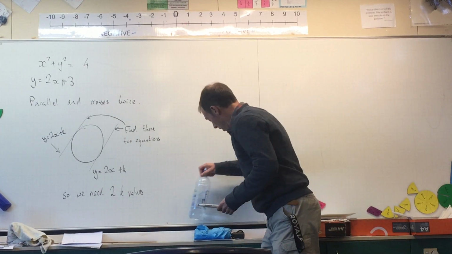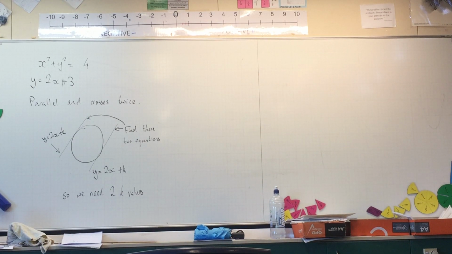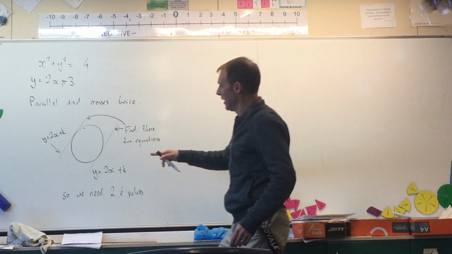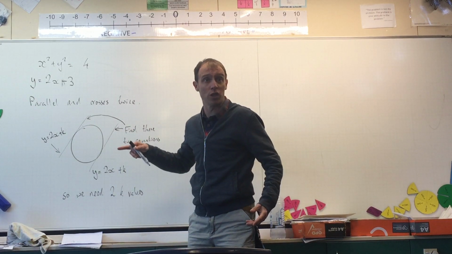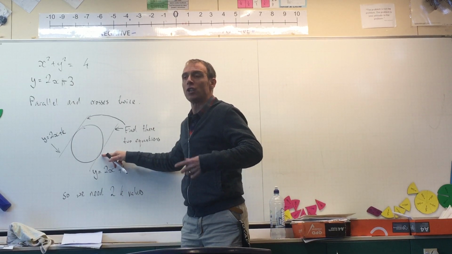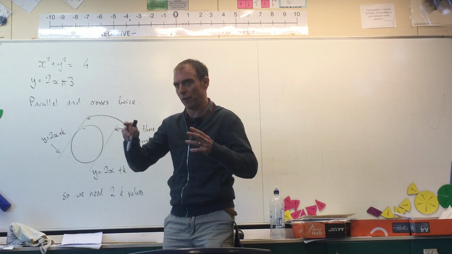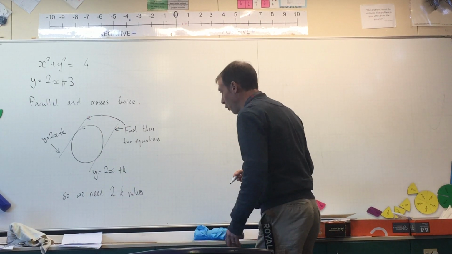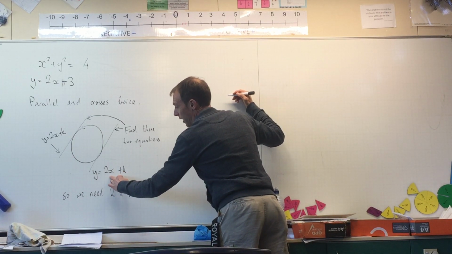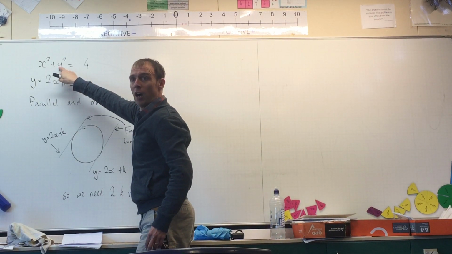Okay. So, we need 2k values. How are we going to find those 2k values? By forming a quadratic using k, setting the discriminant equal to 0, because we know that this line only has one intersection point. But there's two solutions that will give that. So we know that this equation, y equals 2x plus k, we can replace y up here.